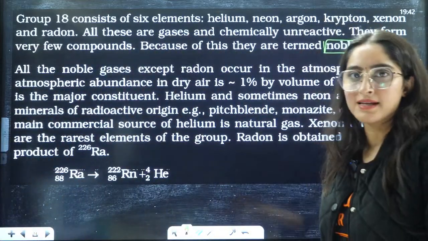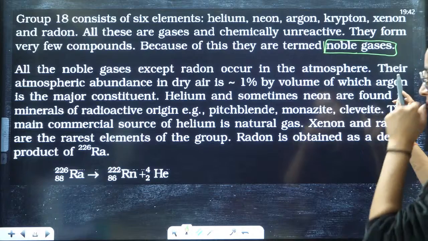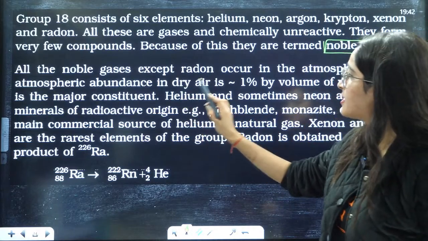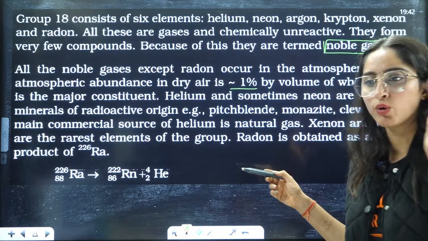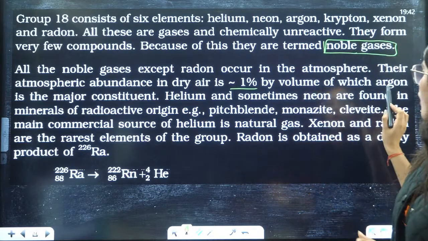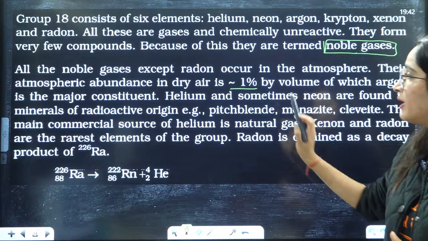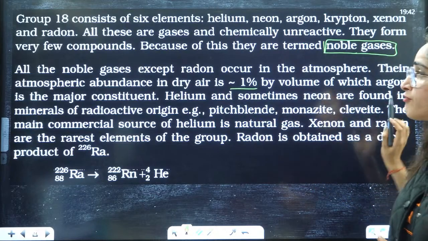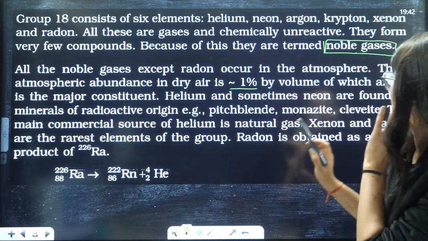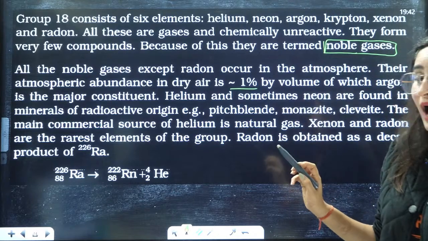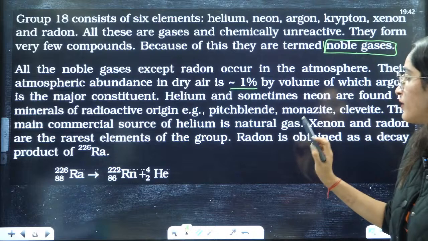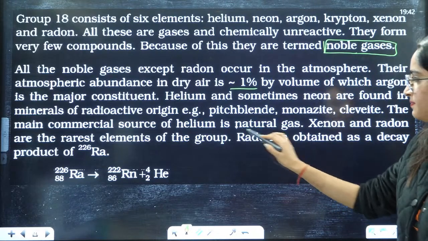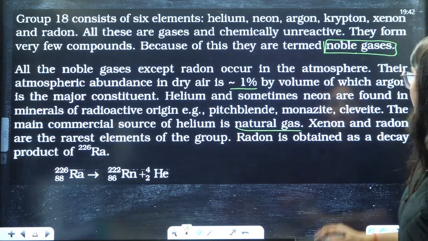So all other gases we have in our atmosphere. Their atmospheric abundance in dry air is 1% by volume. They are very inert. They don't react with anything, of which argon is the major constituent. Helium and sometimes neon are found in minerals of radioactive origin, right? The main commercial source of helium is natural gas, right? That is our natural gas.